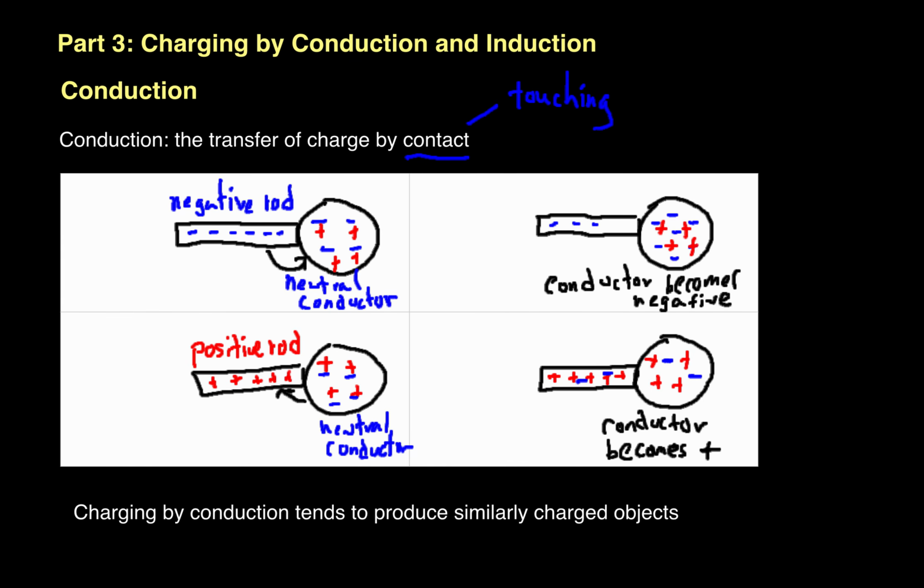Charging by conduction tends to produce similarly charged objects. When you charge a neutral sphere using a negatively charged object, they both become negative. When you charge a neutral sphere using a positively charged object, they both become positive.